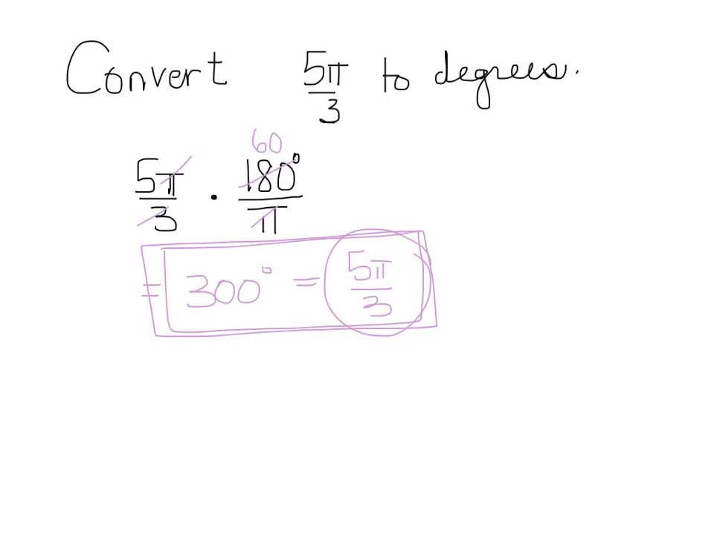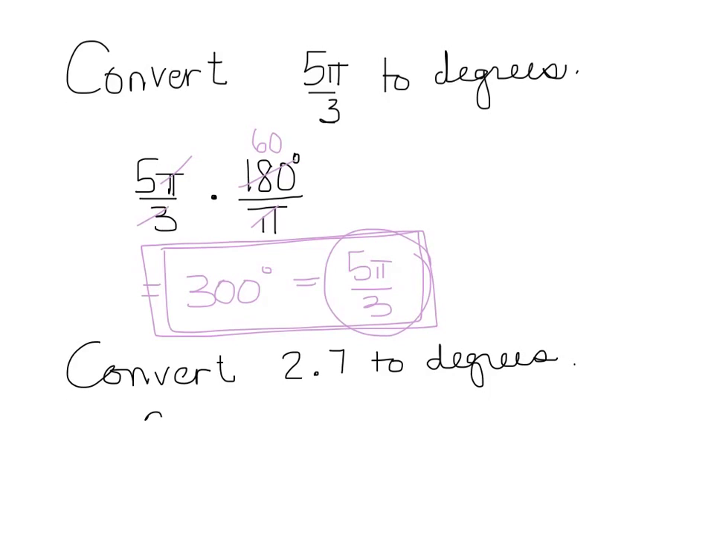What if I had said convert 2.7 to degrees? It's the same question, okay? So this time I have to convert 2.7 to a degree. So I'll start with a 2.7. I'll take it times 180 degrees over pi.